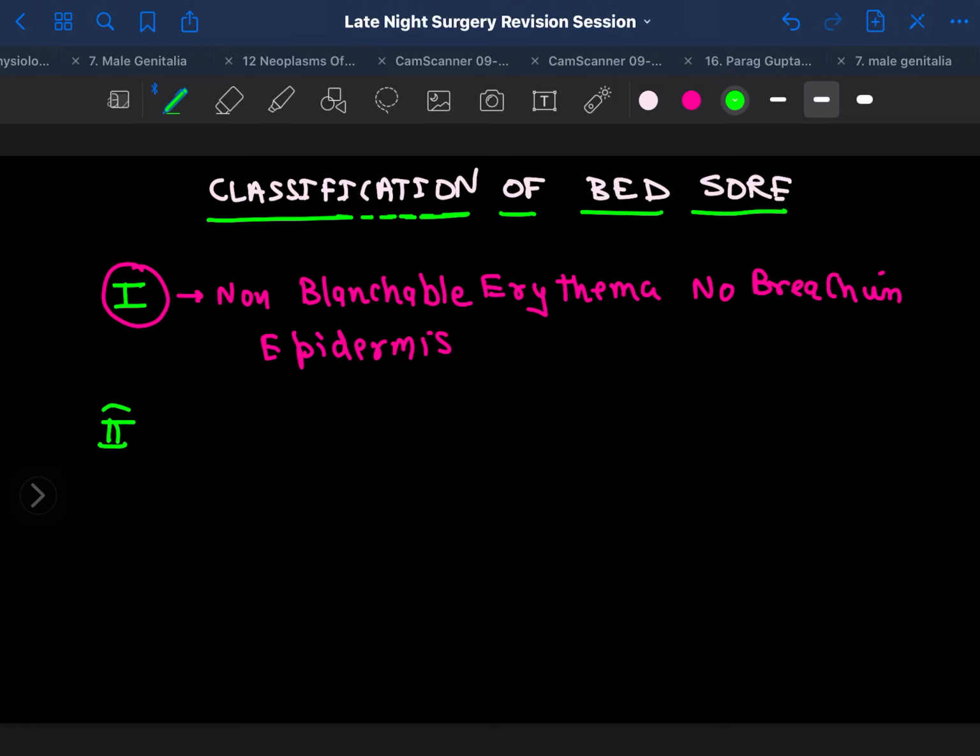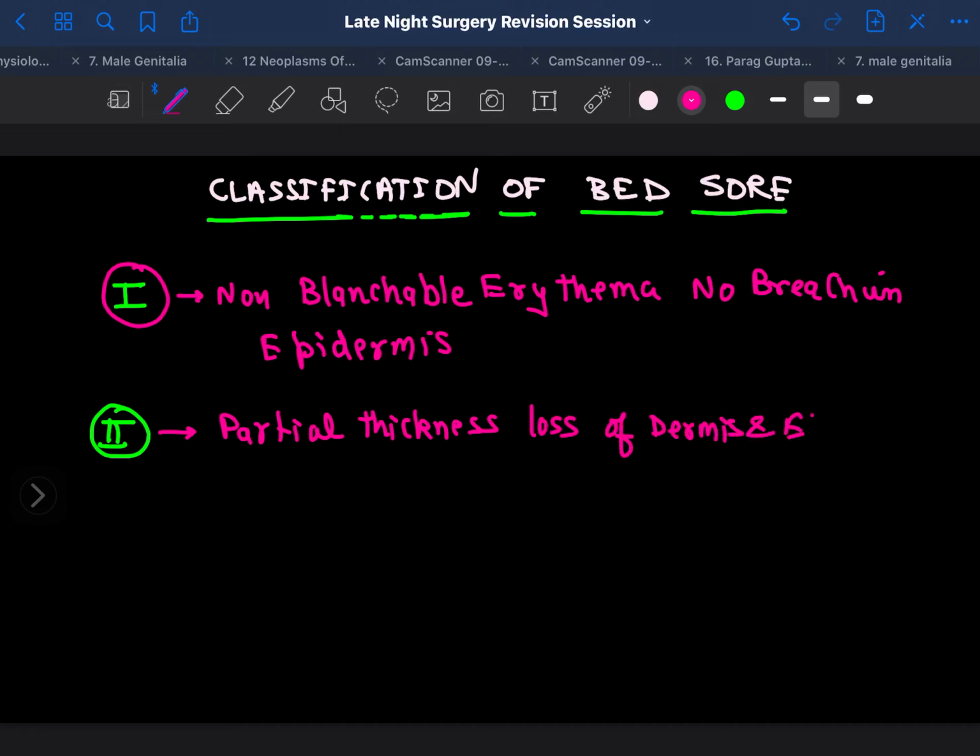Then in stage 2, what do you get? In stage 2, there is a partial thickness loss of the dermis and epidermis. I hope you get this point. A partial thickness loss of the dermis and the epidermis. This is what is there in stage 2.